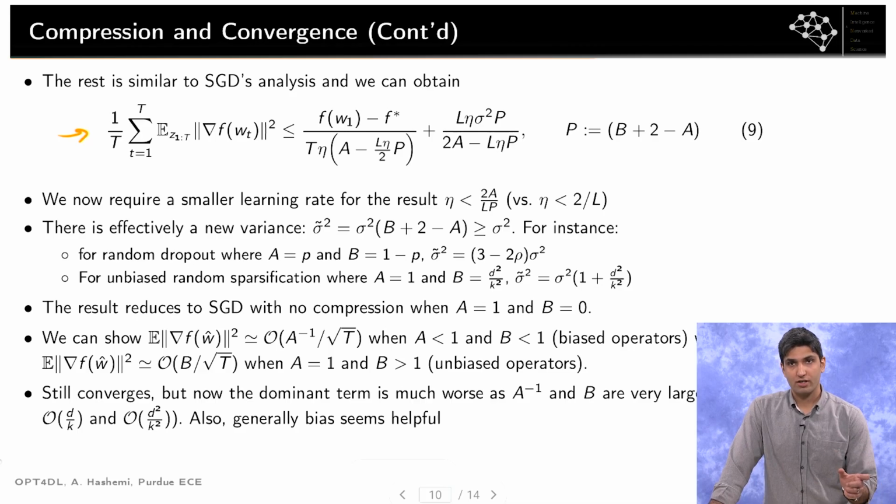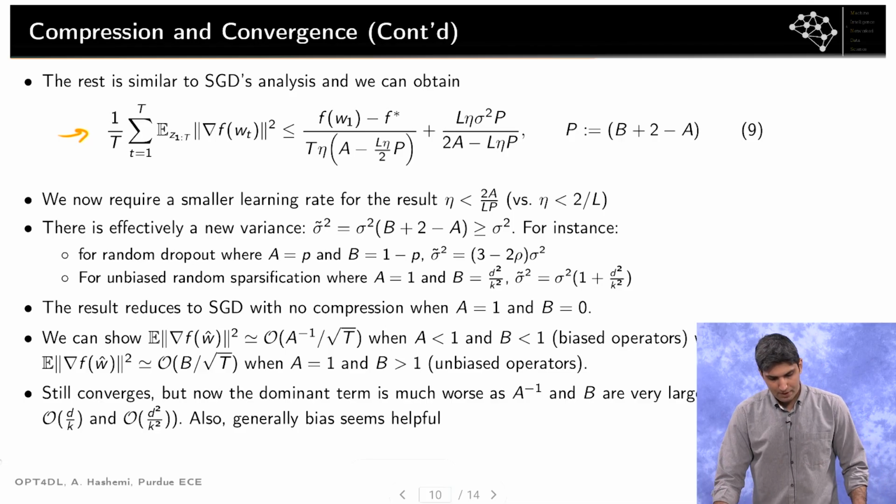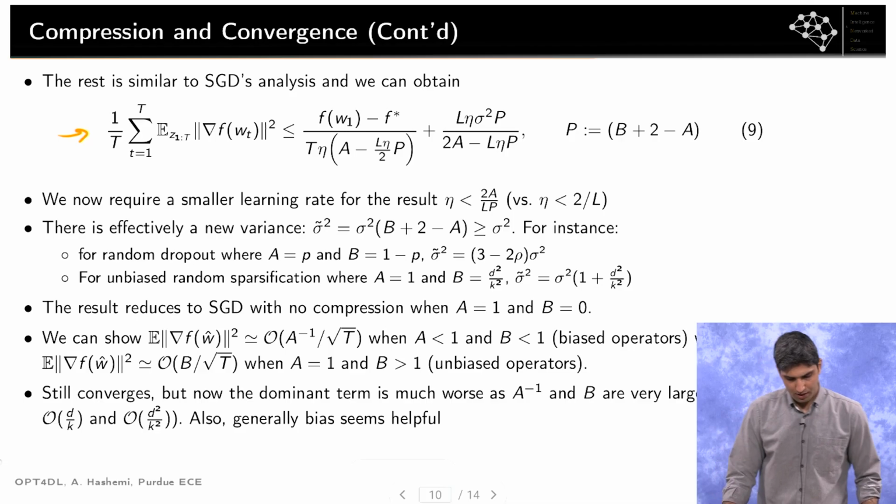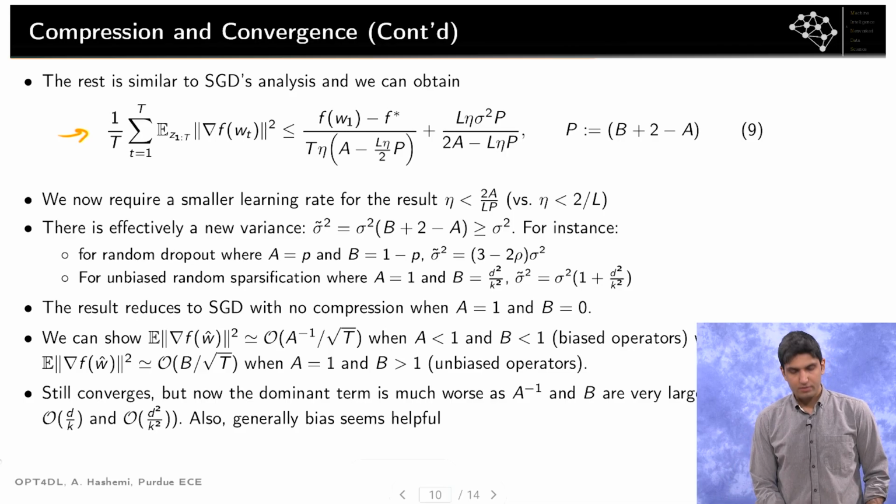Or if I choose a carefully chosen learning rate, I'll be able to control both of these error terms, such that I can establish a convergence result for my algorithm. Okay, and indeed that's the case with some differences. First of all, given that we have compression here, we actually need to use a smaller learning rate. In particular, our learning rate has to be bounded by this expression as opposed to 2 over L.